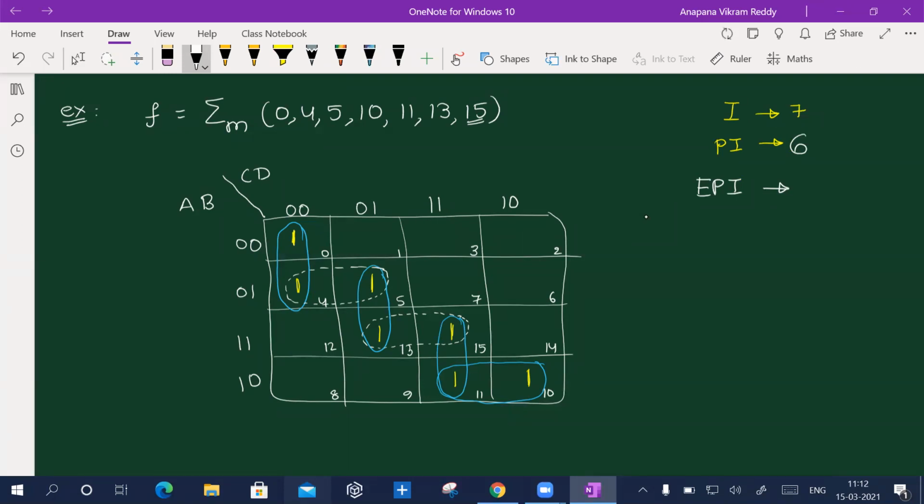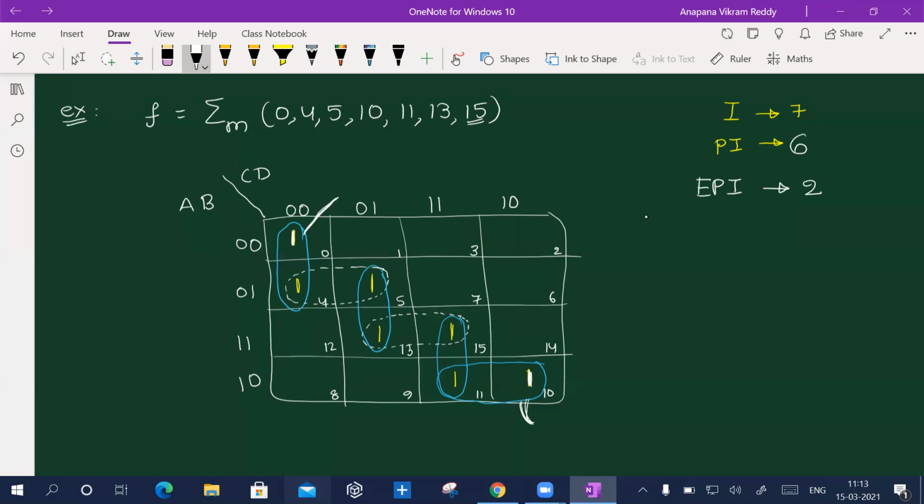Sir, 11, 10, and 0, 4. Very good. 0, 4 and 11, 10. Because this one and this one are just left like that, they can't go with any other prime implicants available. So therefore, these two, very good.